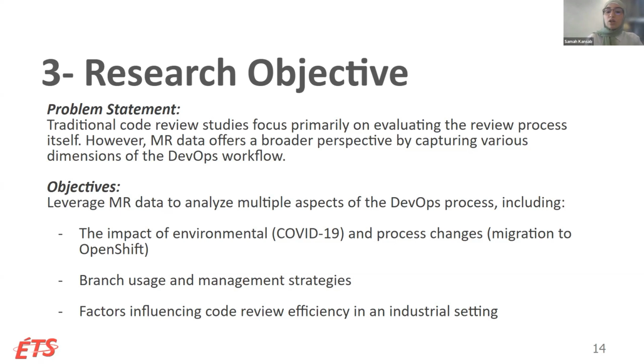Third, the branch usage. In GitLab or GitHub, for people who are familiar, we have branches that you create to post your own code. So how we manage these branches can also provide interesting information. And last but not least, the factors that influence the code review efficiency in an industrial setting. And here we will use the same methodologies used in the literature for our industrial partner.